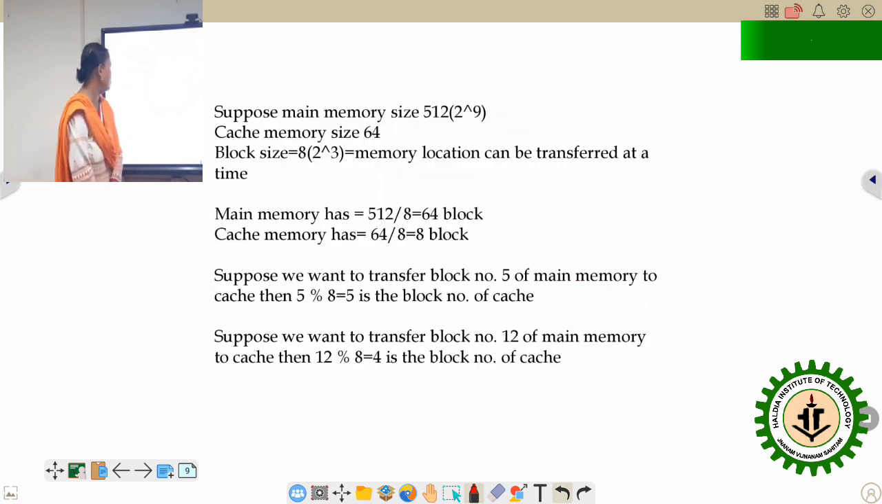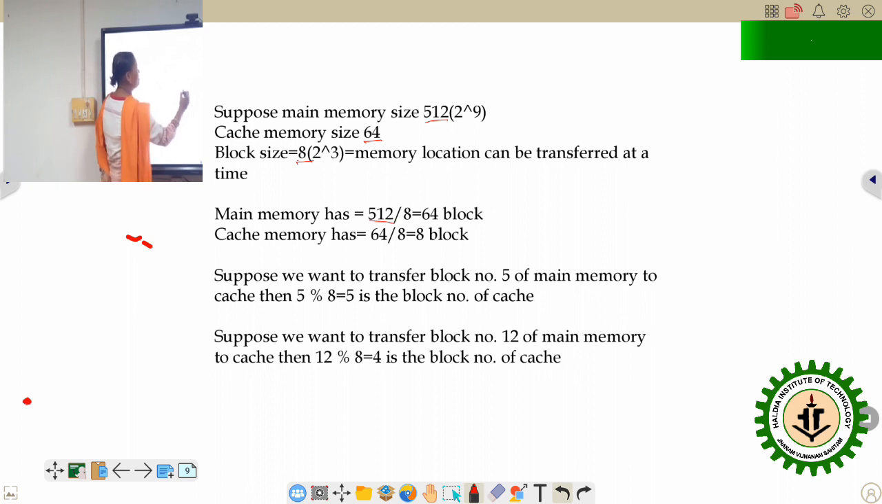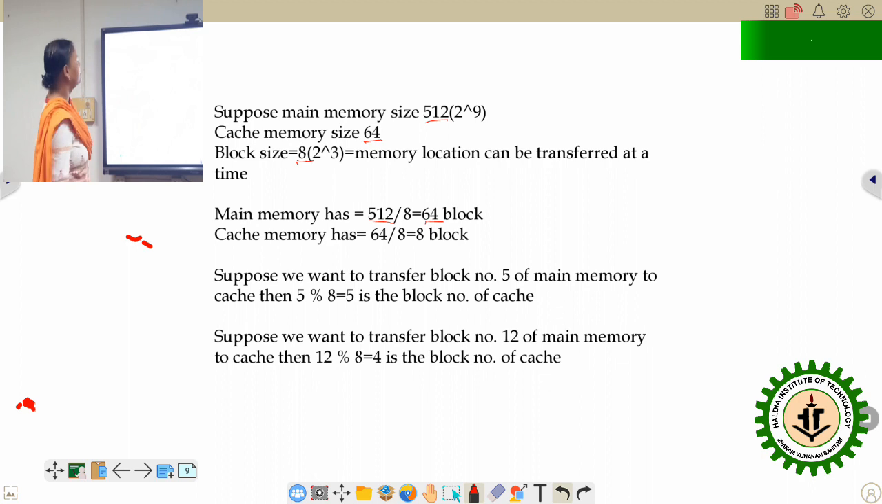Now this is a small numerical example. Suppose this type of question comes. Main memory size is 512, cache memory size is 64, and block size is 8. That means each block consists of 8 locations that are transferred at a time. So main memory has how many blocks? 512 divided by 8, that is 64 blocks, and cache memory has 64 divided by 8, that is 8 blocks.